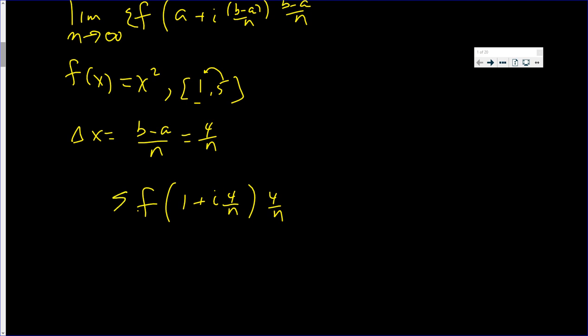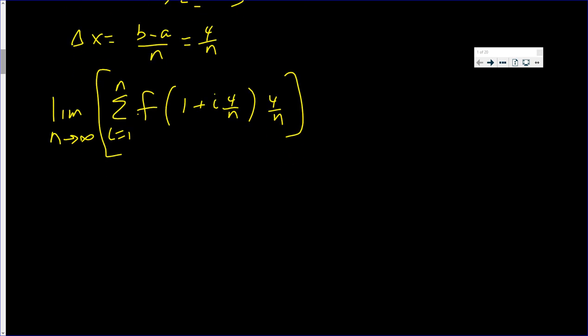It's the summation as i goes from 1 to n, and then we're going to push n to infinity. So we're going to spend a lot of time on just that, and then we'll take the limit. So right now we have this: the summation as i goes from 1 to n.